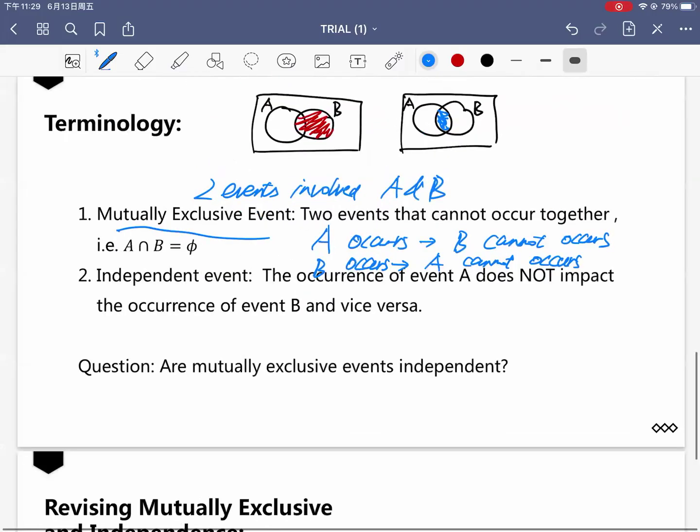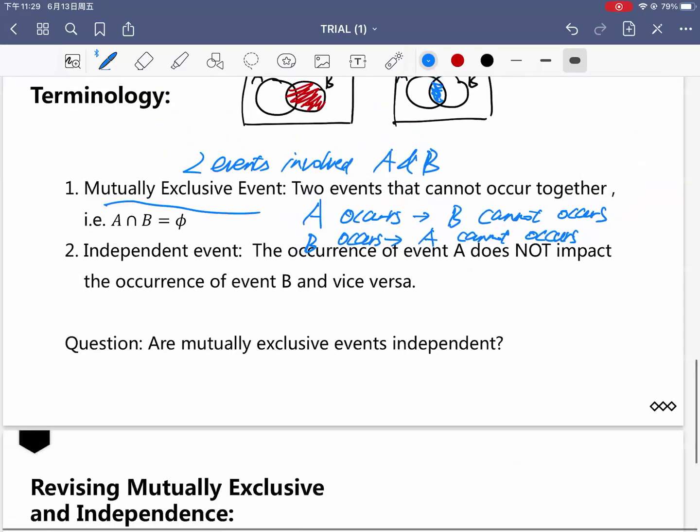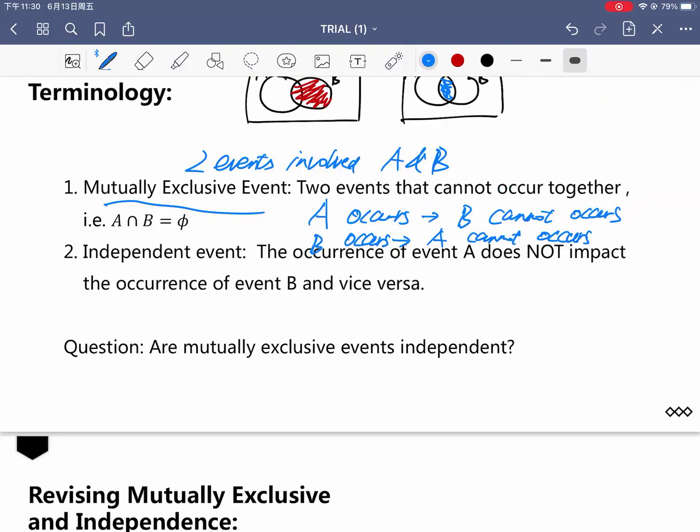Okay? The next thing we want to study is independent events. What independent events means is that the occurrence of event A will not affect how likely B is to occur. And this also works the other way around: if I know that B occurs, this will not help me predict whether A occurs or not. The information of A occurring doesn't help me predict B, and knowing whether B occurs also doesn't help me predict whether A occurs, right?